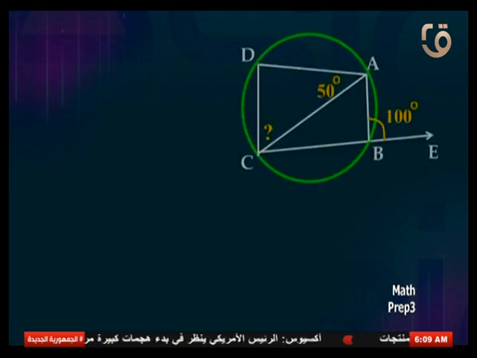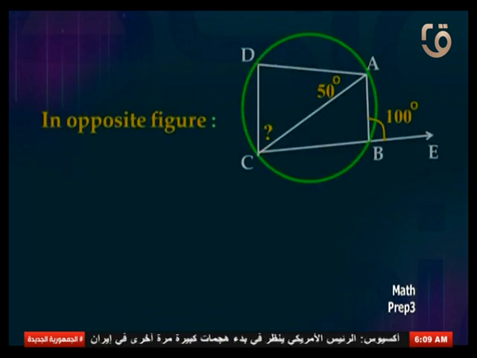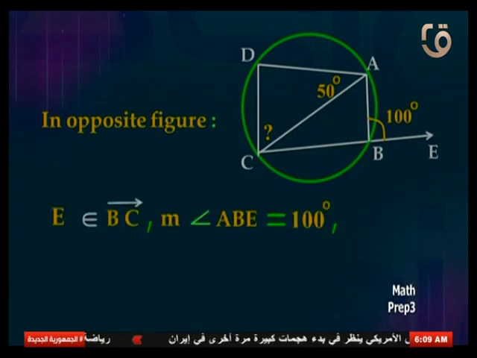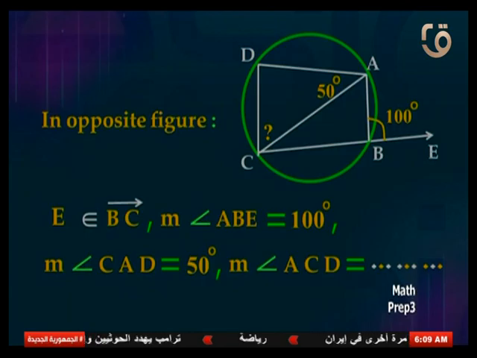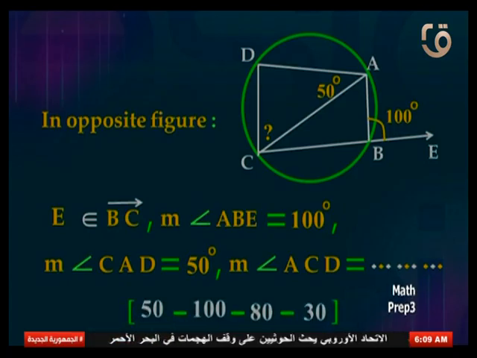Another example. In the opposite figure, E belongs to ray BC. Measure angle ABE equals 100 degrees. Measure angle CAD equals 50 degrees. Then measure angle ACD equals what? Is it 50 degrees, 100 degrees, 80 degrees, or 30 degrees?